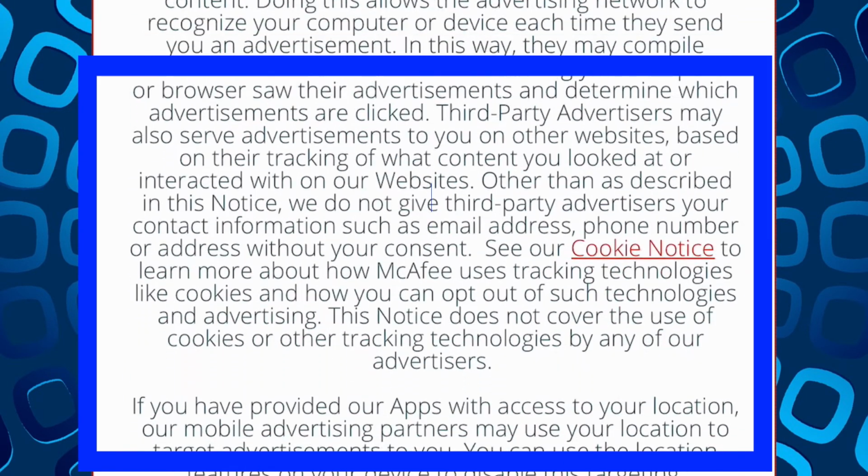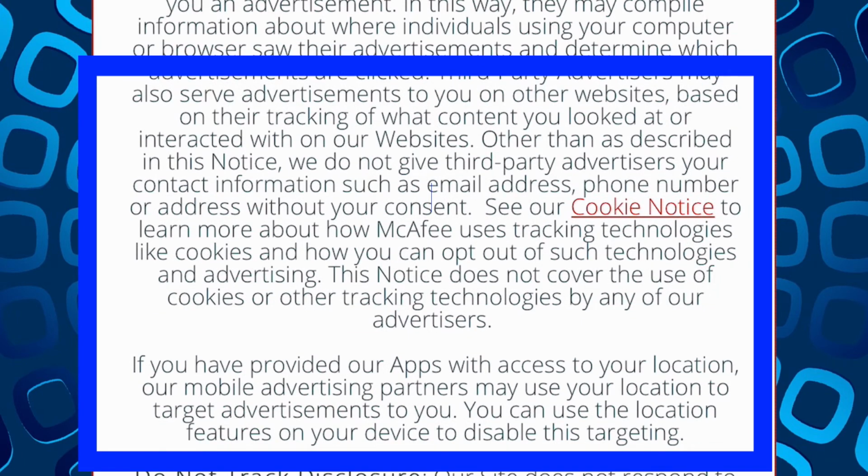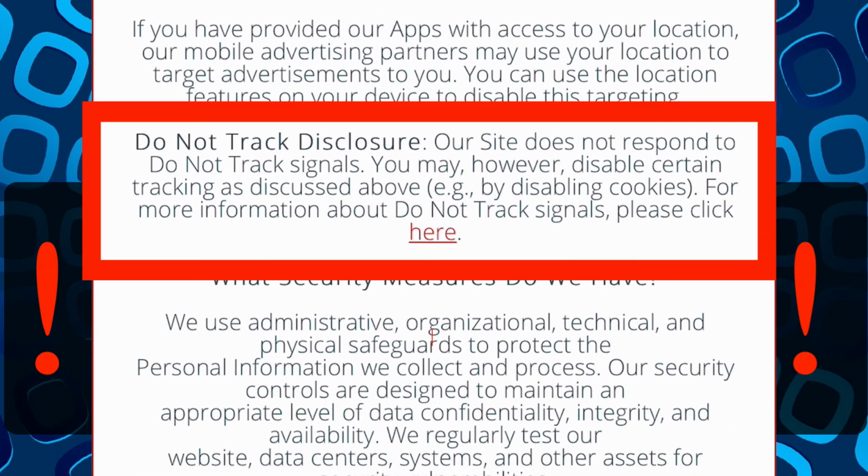and talk about third-party advertising, which includes their cookie notice. They say, regarding do not track disclosures, our site does not respond to do not track signals. You may, however, disable certain tracking discussed above by disabling cookies. For information about do not track signals, please click here. So you can set do not track signals in your browser, but McAfee will ignore them unless you actually switch off cookies altogether, or to a significant extent.